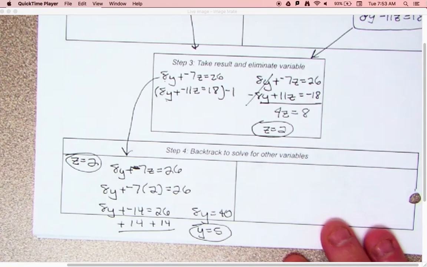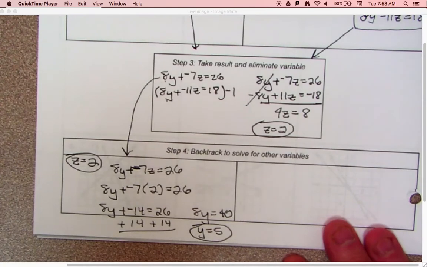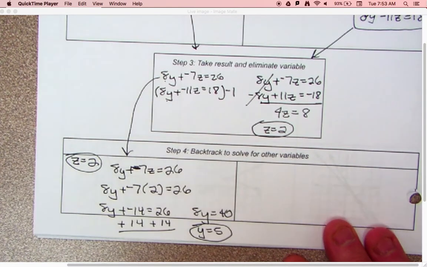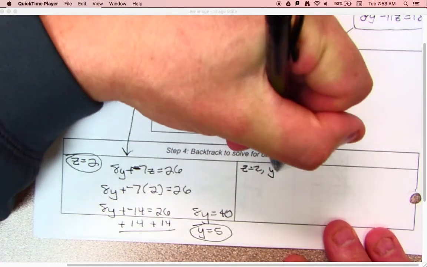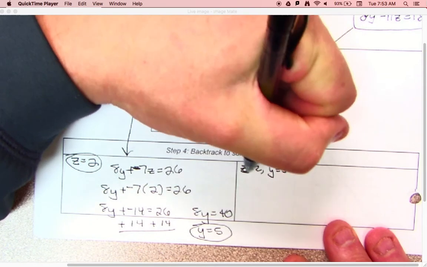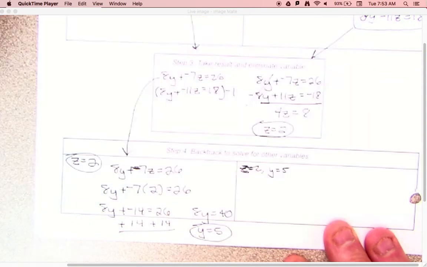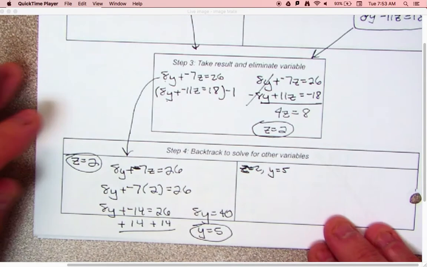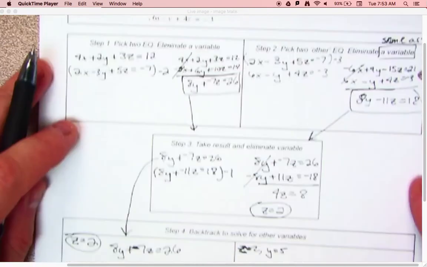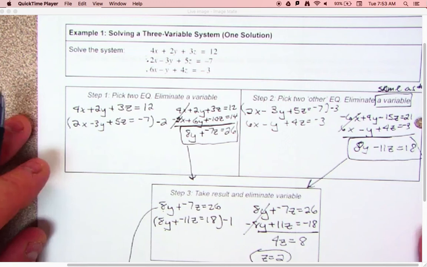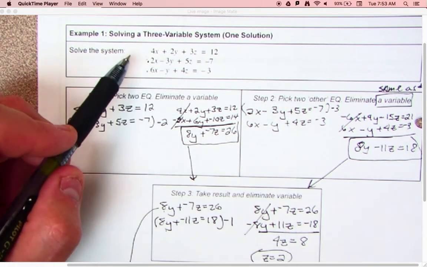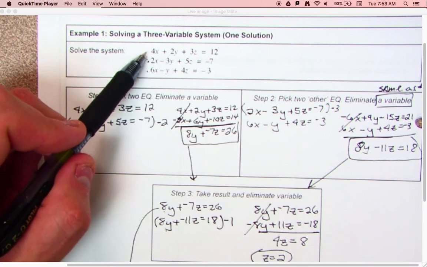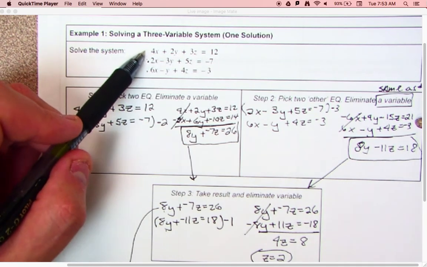Awesome. Okay? So now we have a value for two of our variables. We've got to now get a value for x. So I've got z equals 2, I've got y equals 5. To figure out what x is equal to, I've got to go all the way back up to here, and I've got to pick one of these equations right here. And once again, it doesn't matter which one you pick. I'm going to pick this one because there's no negatives in it. So pick the easy one.